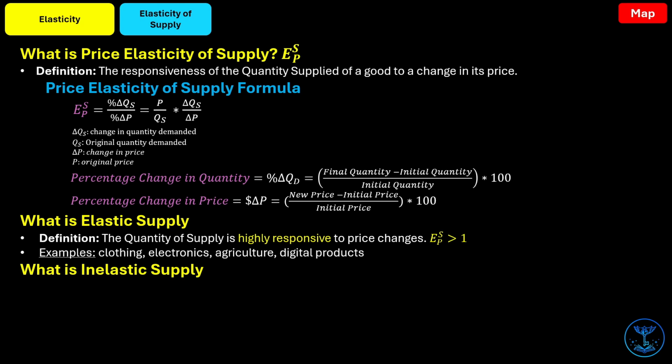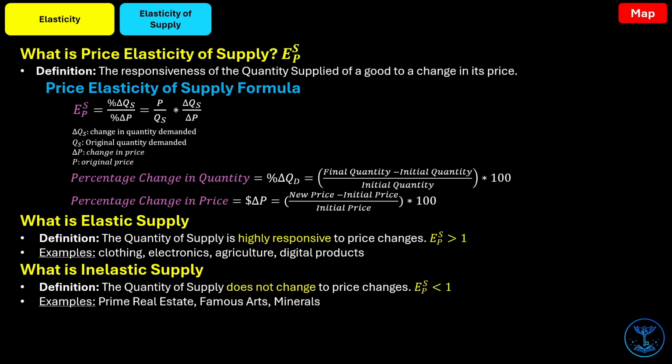What is inelastic supply? The quantity of supply does not change to price changes, and your ESP will be less than 1. Examples of this are prime real estate, famous art, minerals. Even if the price goes up, the quantity of supply will not change. If the price goes down, the quantity of supply will barely change as well.